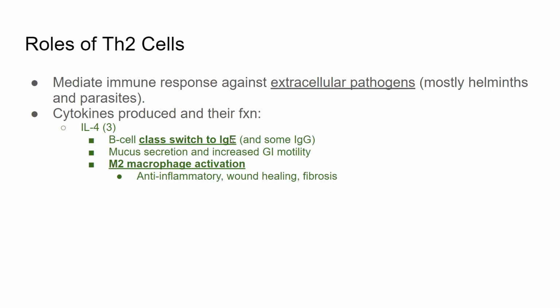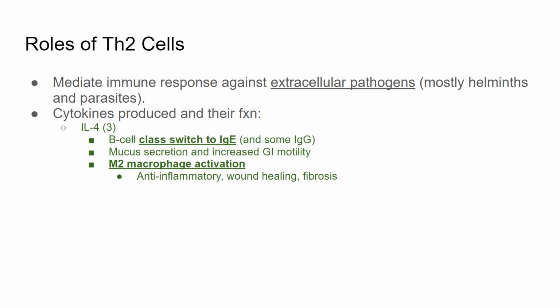And IgE was originally designed for the parasites and helminths. Okay, attached to mast cells. And then the increased GI motility and mucus secretion, that should make sense, right? Because we've got a big worm in our gut. We want to protect our gut from that worm. So we're going to increase mucus, so there's a greater barrier between it.